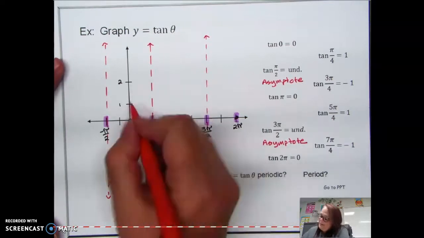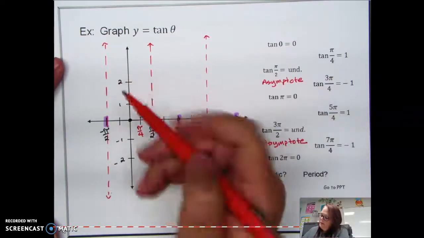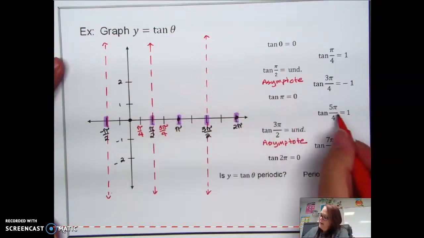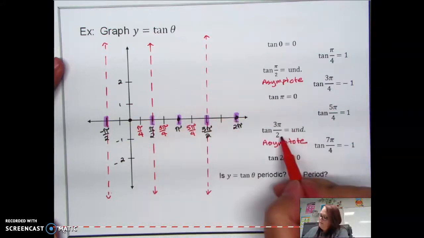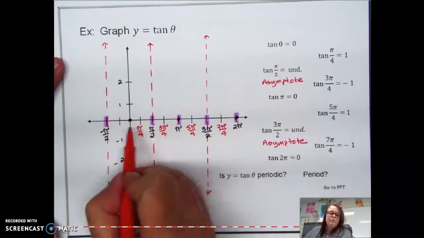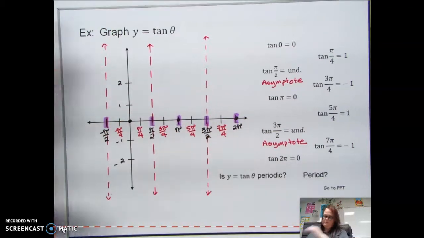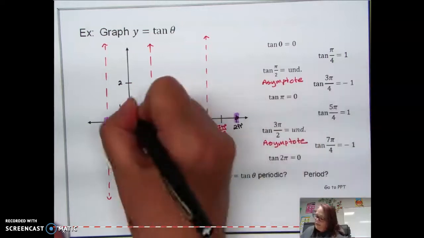So I can add in here that this is pi over 4, and then pi over 2, and then 3 pi over 4, and then pi, and then 5 pi over 4, and then 3 pi over 2, and then 7 pi over 4. And so if I follow that pattern backwards, reflecting across the y-axis would put me at negative pi over 4 here. Okay. So then looking at these values, this is saying the tangent of pi over 4 is at 1.